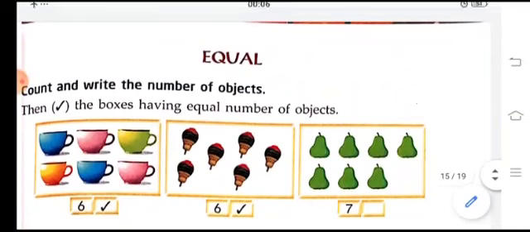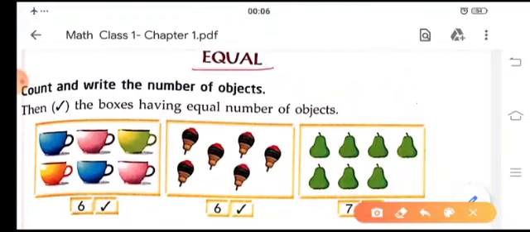Now we move on to equal. Okay, so equal means, children, which has equal numbers. That means if a mama has given you 10 toffees and she asks you to give 5 toffees to your brother and keep 5 toffees to yourself. So how many toffees does your brother have? 5. And you are also having 5 toffees. So this is equal number, children.